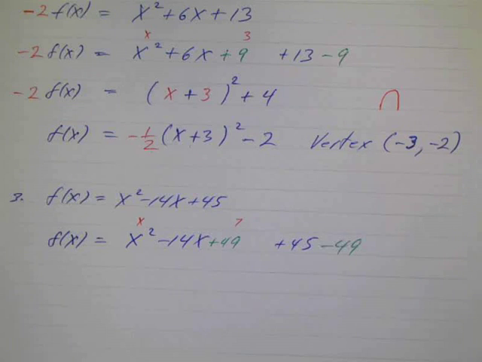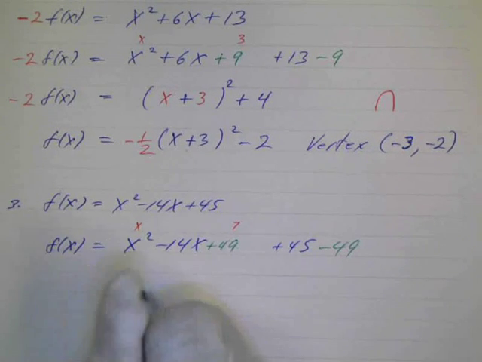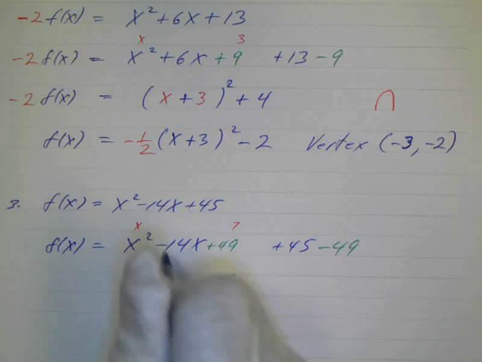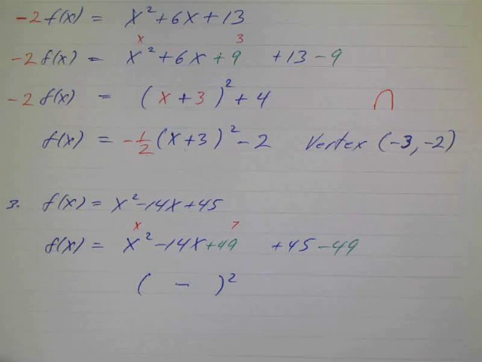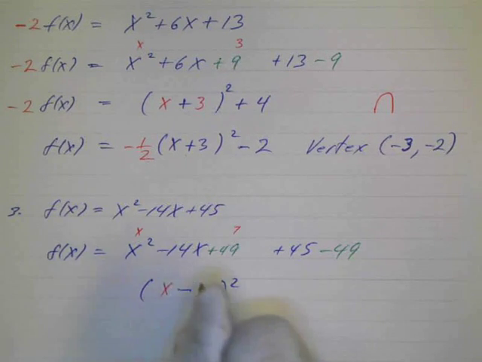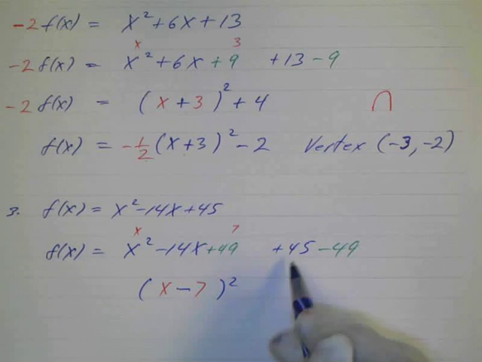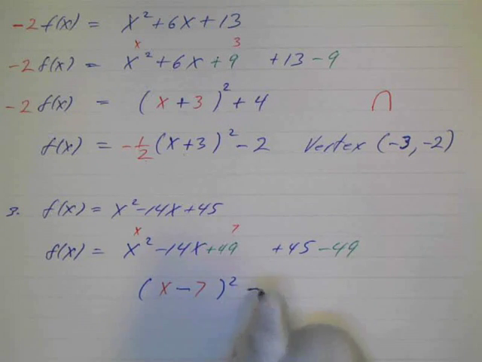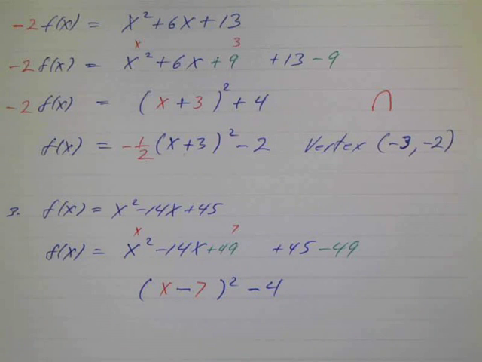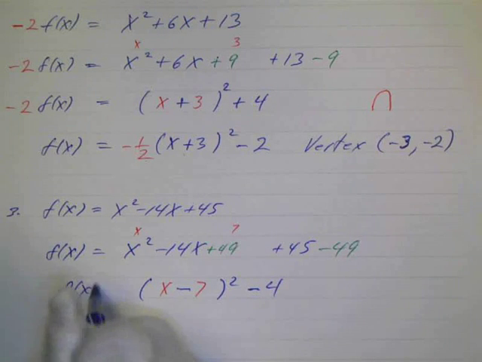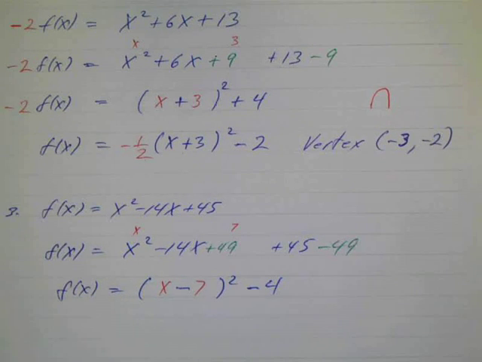And now we know this is going to be a binomial squared. This is my sign, negative. And my x and 7 go in here. And 45 minus 49 is negative 4. And this is f of x equals this. So this is my vertex form.